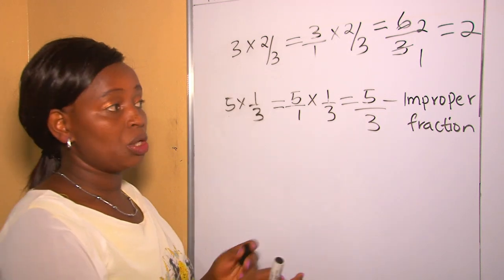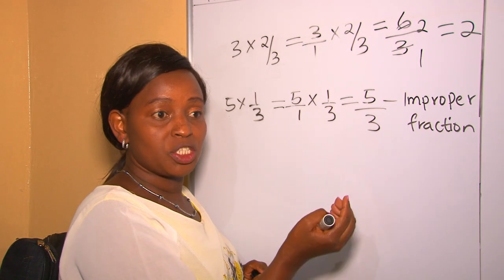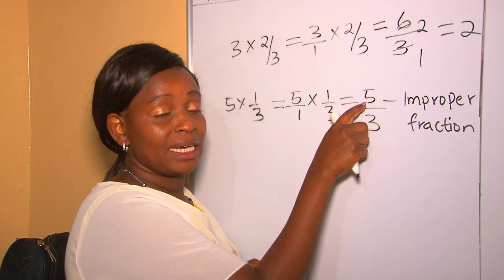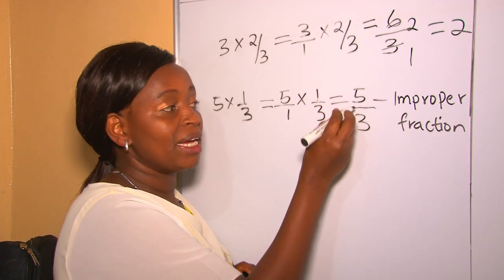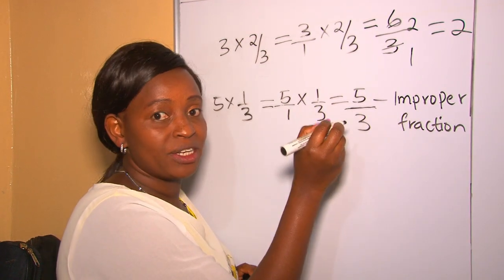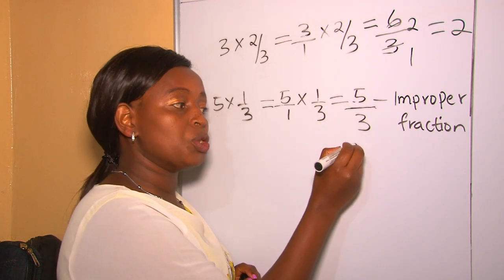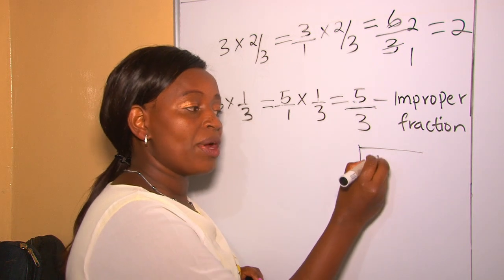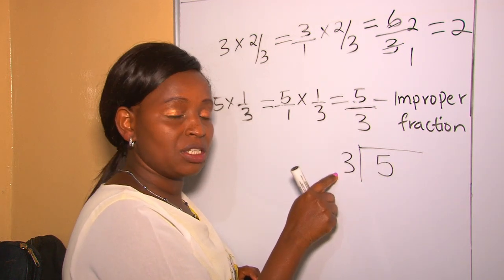In simplification, remember, fractions are related to division. That is, our numerator over 3 is the same thing as divide. So numerator divided by the denominator. Let's now work it out using long division. Our numerator, which is 5, divided by our denominator, which is 3.